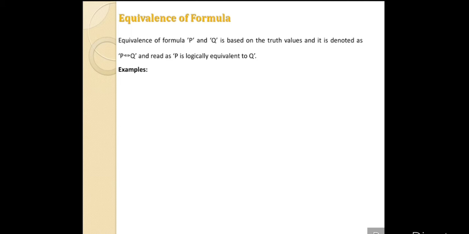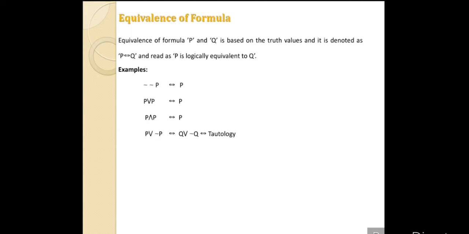Now we'll see some examples for the equivalence of formulas. The first example is not not P. The negation of the negation of P is logically equivalent to P. If we find out the truth values for P and not not P, then these truth values are equivalent. That's why we say that not not P is logically equivalent to P. If we find out P or P, then its truth values are equivalent to the truth values of P. That's why here we are saying that P or P is logically equivalent to P. Same for P and P is logically equivalent to P.